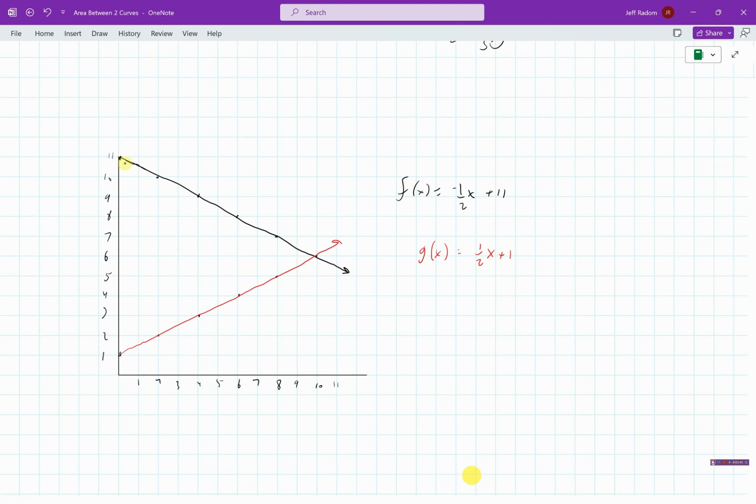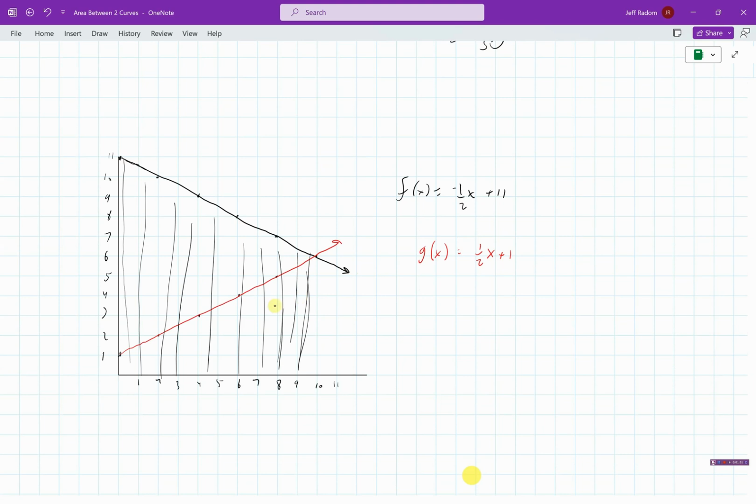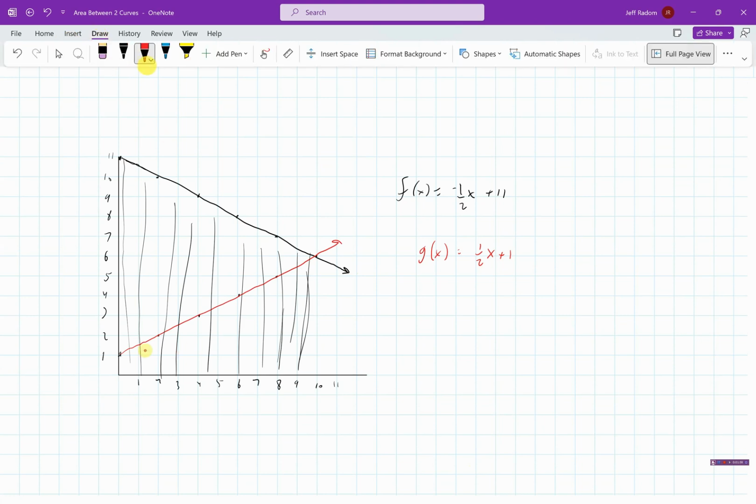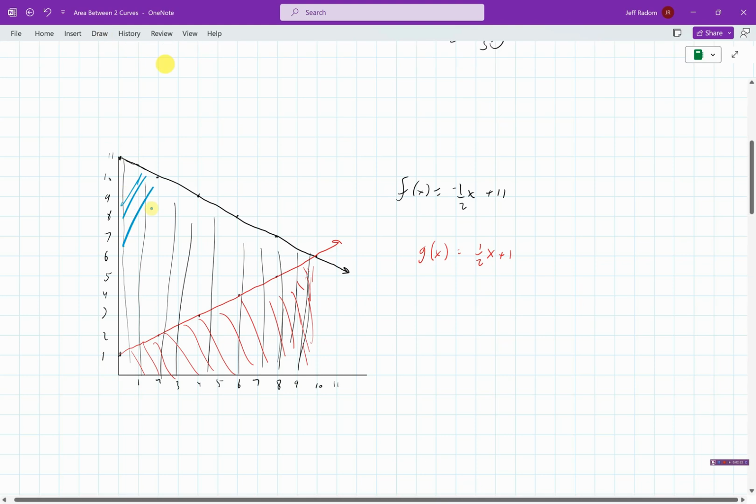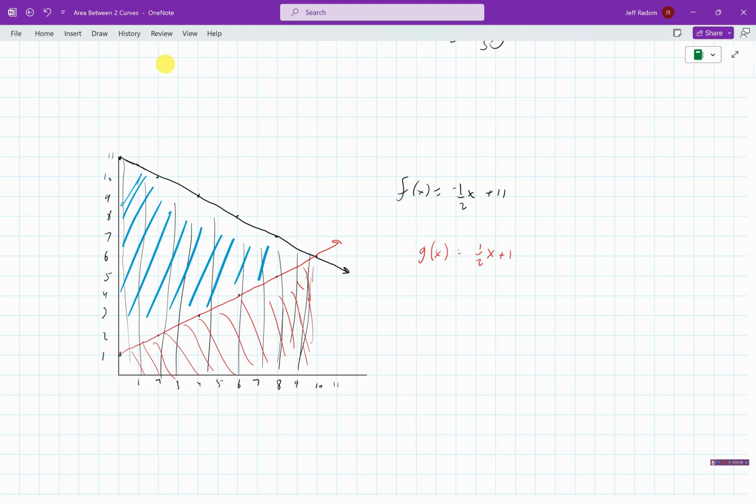Well, what we could do is find the area underneath the black curve. We could do this area all the way underneath this black curve here, and that would give us the area between the x-axis and the black curve. And then we could find the area underneath this red curve from 0 to 10 and subtract them. And then obviously what we would find would be the area in between the two curves, which is what this question would want.